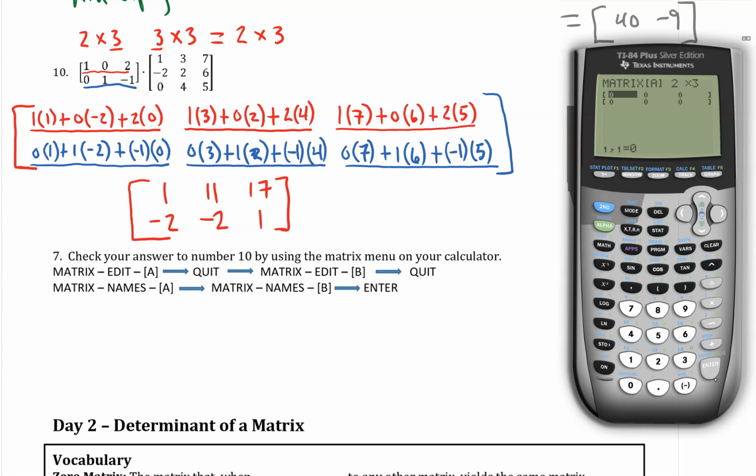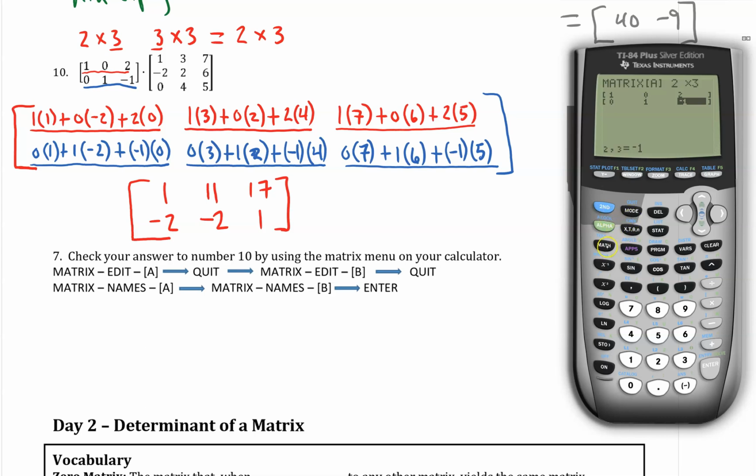Now it shows you a 2 by 3 matrix. And now you're going to put in all the numbers. 1, enter, 0, enter. And it goes across, so it's going to go across as it fills this in. 2, enter, 0, enter, 1, enter, and negative 1, enter. Now I've got all those entered. Now I need to also enter the second one.